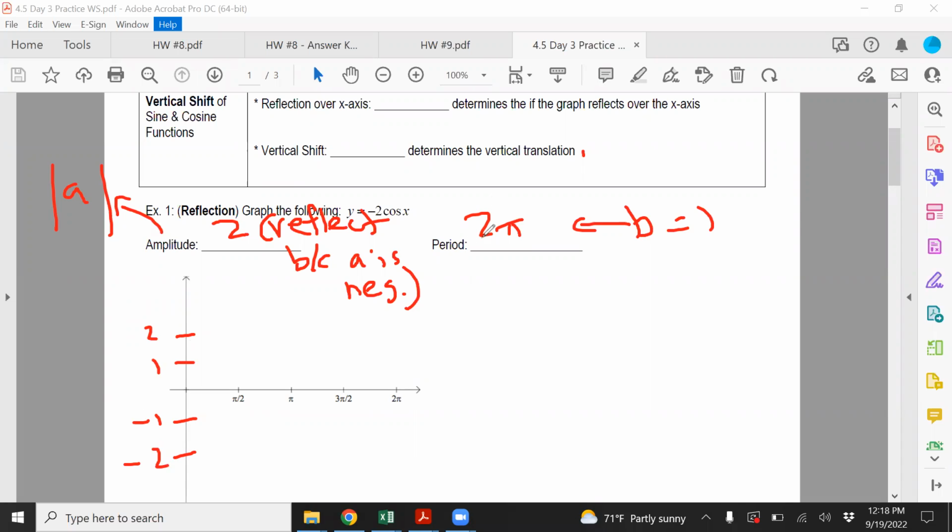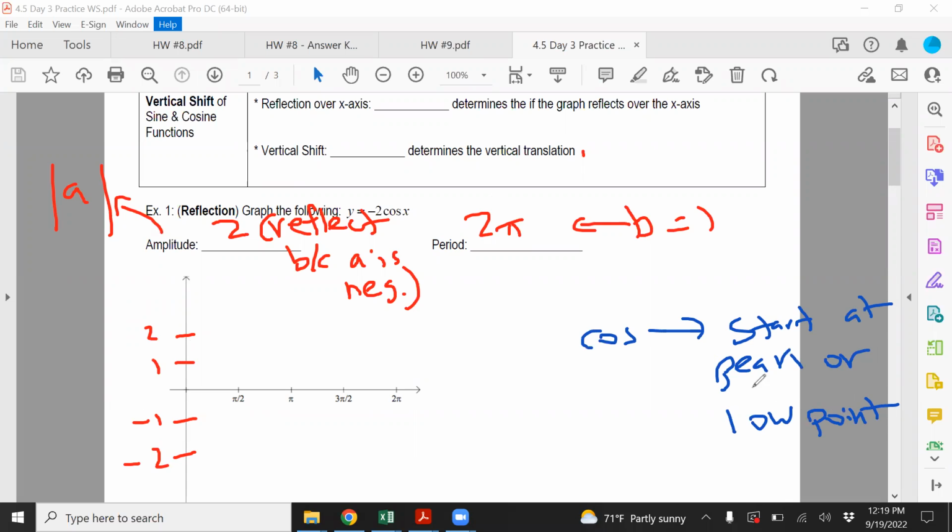Now, guys, quiet, please. It's cosine. You're going to start at the peak or the low point. Which one will it be, peak or low point? Yeah, you're going to do the low point because the amplitude's still 2, but you start at -2. Yeah, you're going to start at -2, exactly. What does that say? Start out peak or low point?